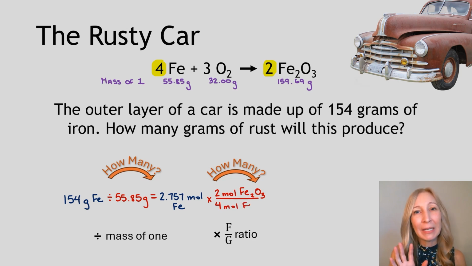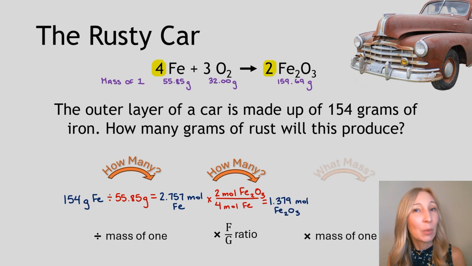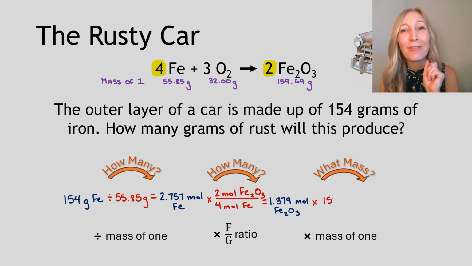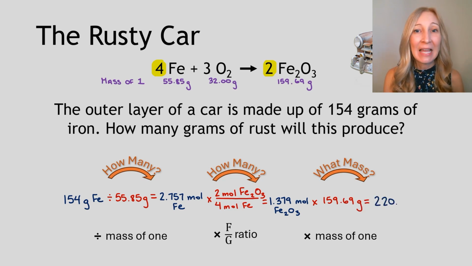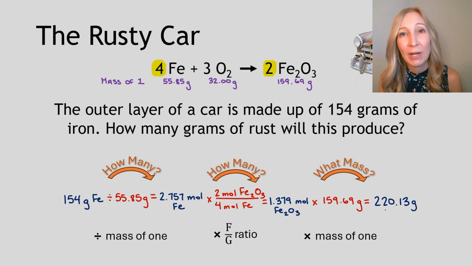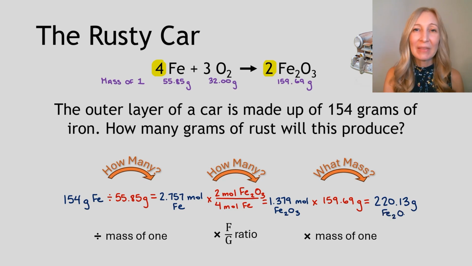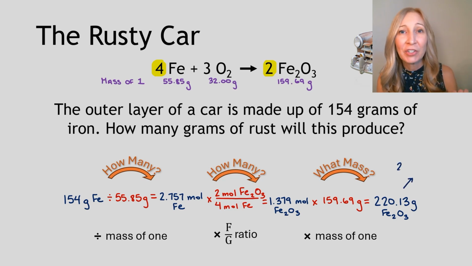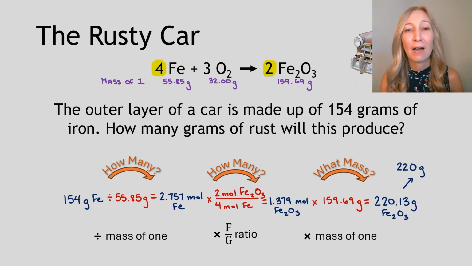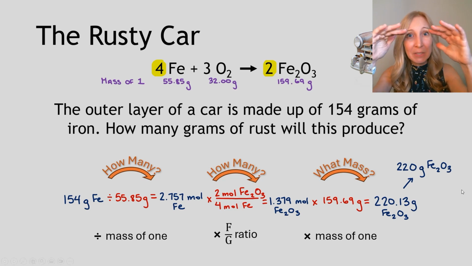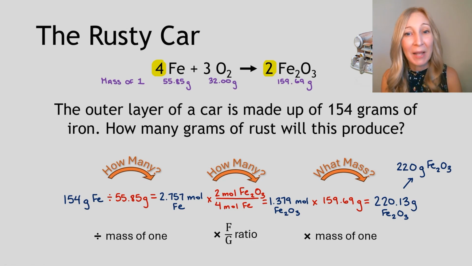Now that we know how many rust moles we have, we need to figure out the mass of this. To figure this out, we need to multiply by the mass of 1, which in this case is 159.69, which gives us 220.13 grams of rust. To keep in line with the correct number of significant digits, I'm going to round my answer to 220 grams of rust. So the outer layer of iron went from 154 grams to 220 grams.